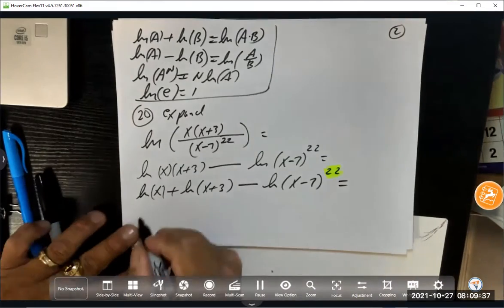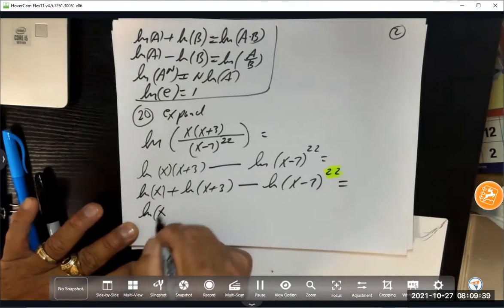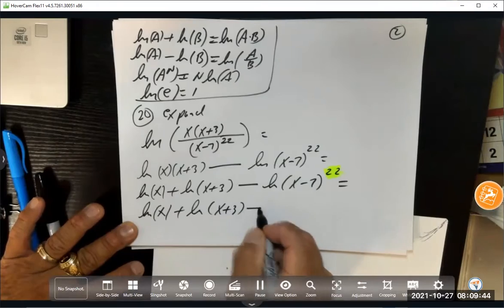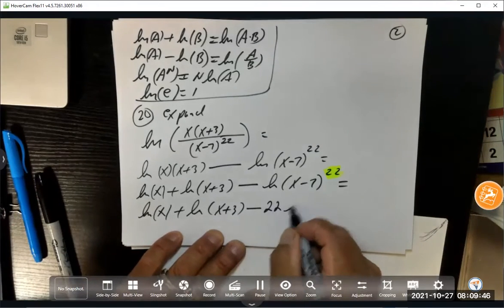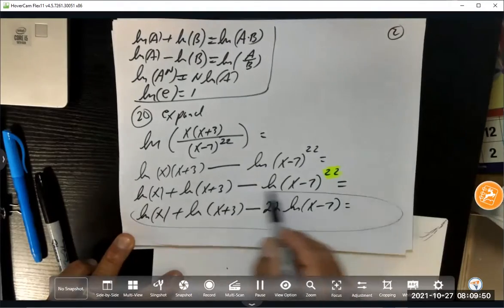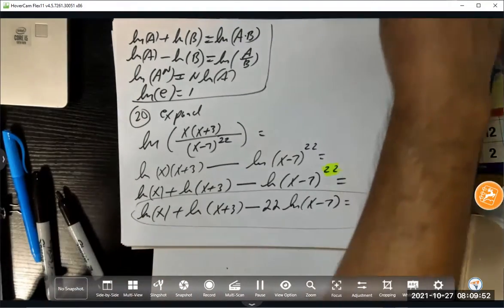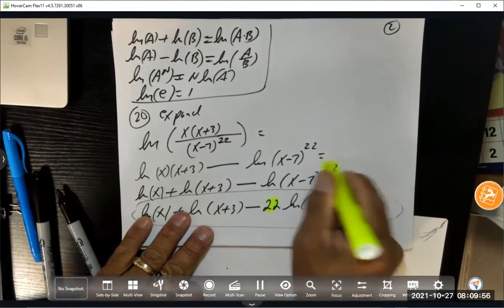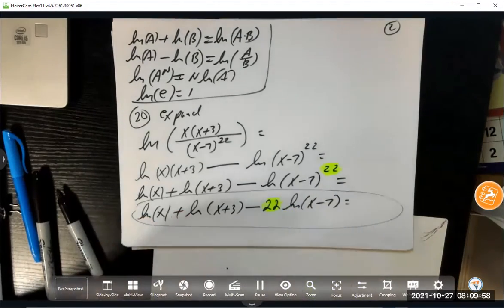In the front, exactly. So the log of x plus log of x plus 3, that stays like it is, minus 22, the log of x minus 7. Like this. Goes right there. Why? Because the power goes right to the front. From here, it goes to here. Is that all right? Yes or no?